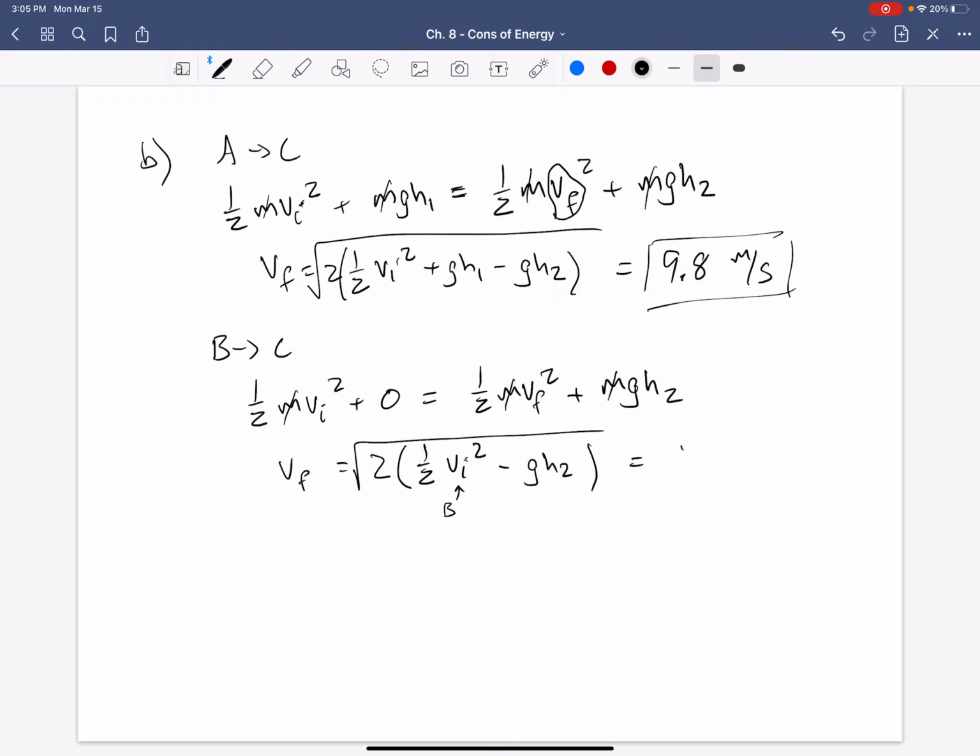And this should give you the exact same value as above, right? Because it's the same speed. The situation isn't changing. We're just calculating it from a different point. We're using two different initial points.